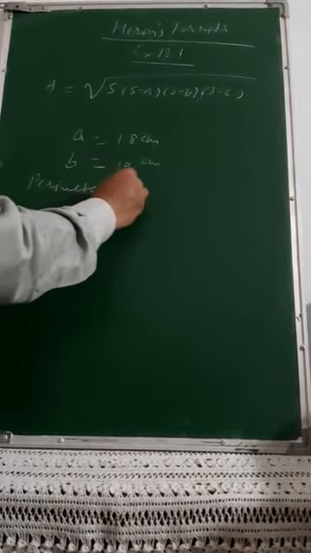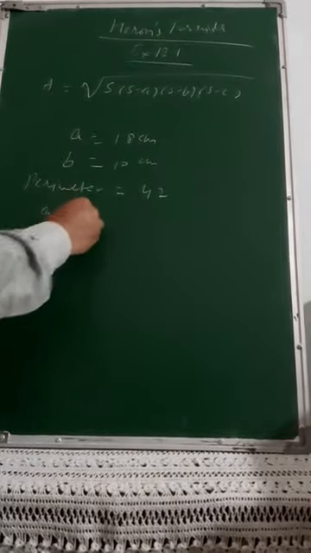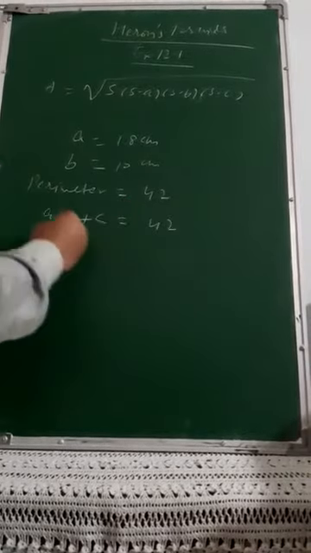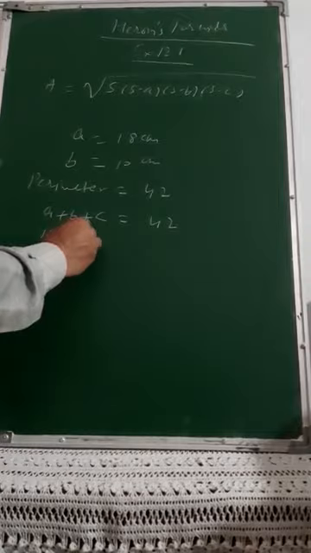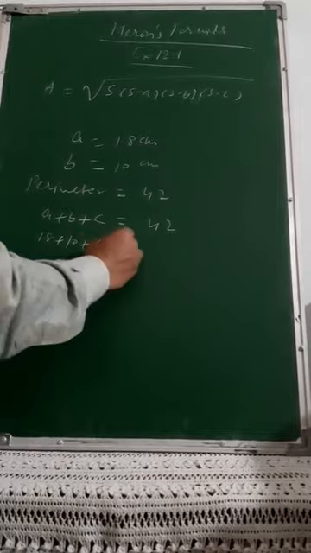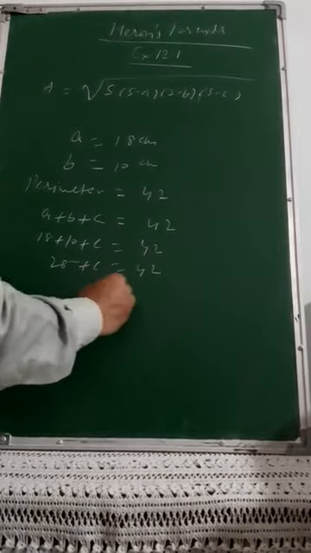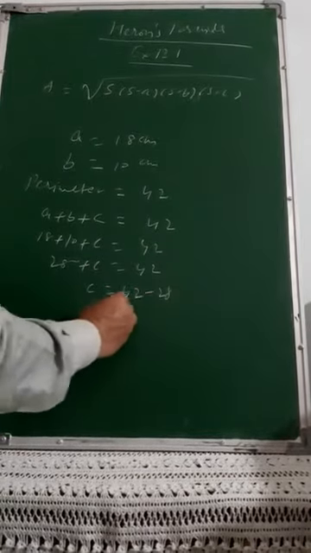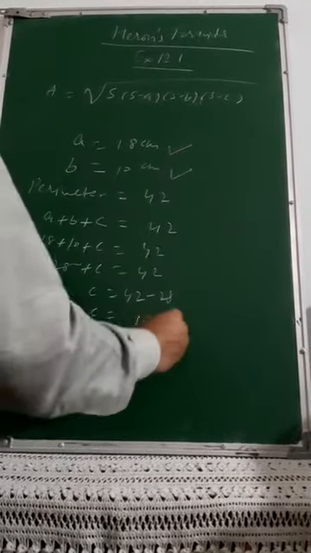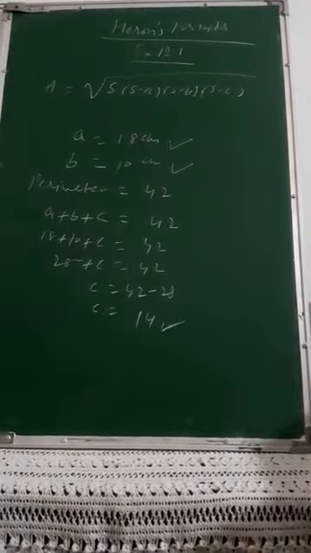So write the information. The perimeter is 42, so the first side plus second side plus third side, suppose that is C, is equal to 42. A is 18, B is 10, so 18 plus 10 plus C is equal to 42. So this is 28 plus C is equal to 42, so C is equal to 42 minus 28, that is 14. So now A is 18, B is 10 and C is 14, and we are back to that formula. Find s, put the values of A, B, C and get your answer.